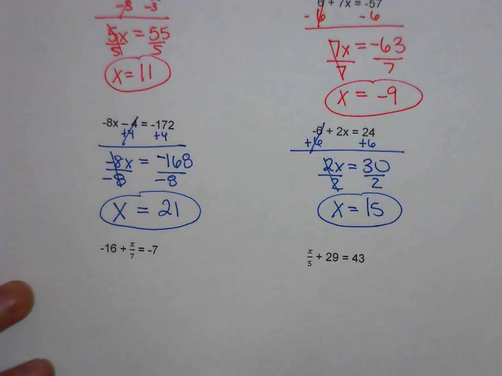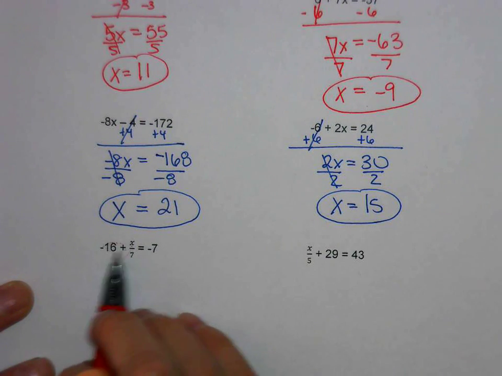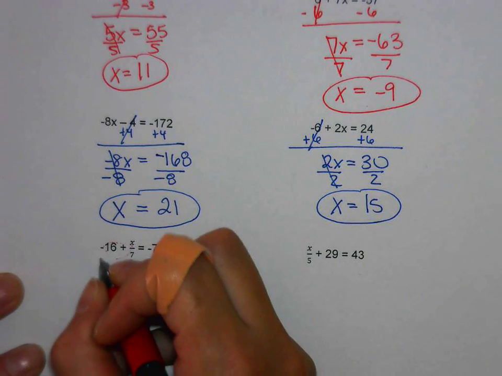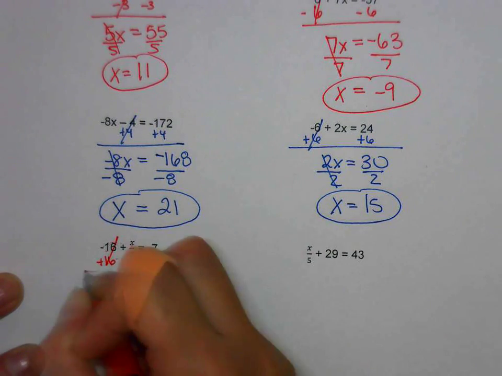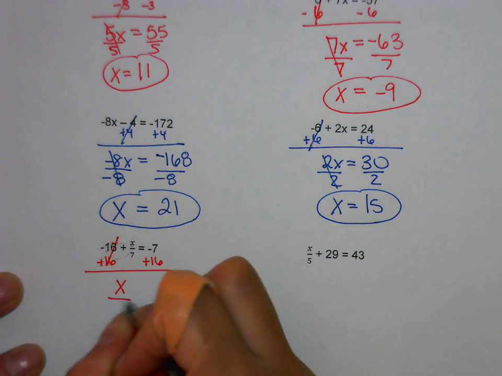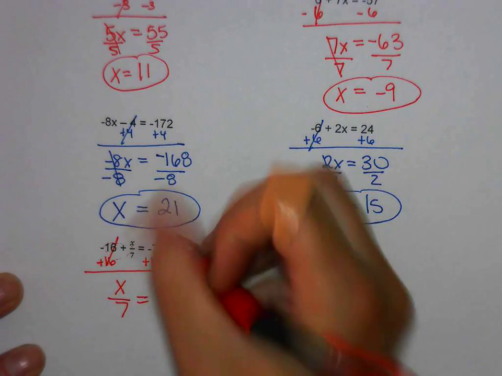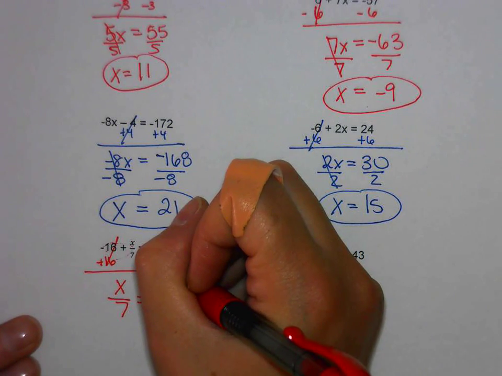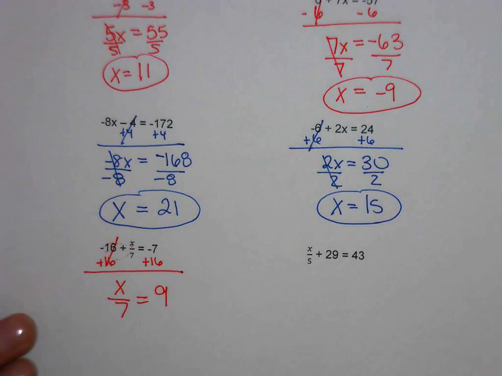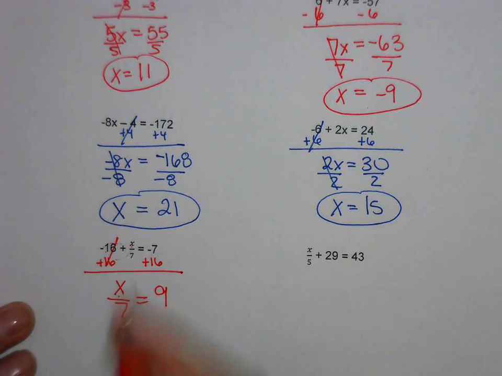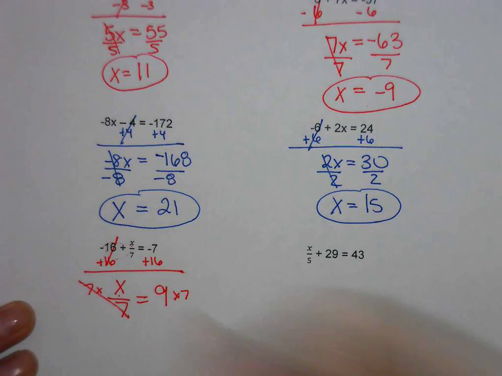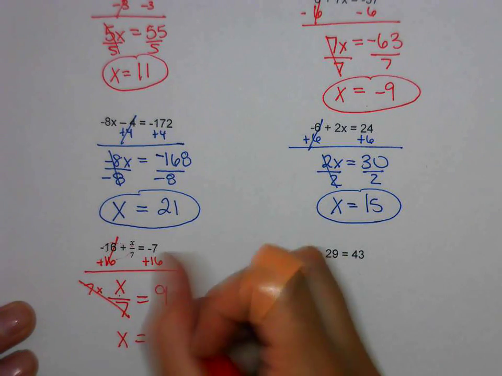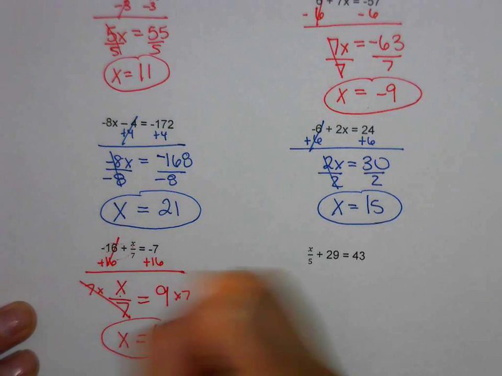Alright, another example. Here, we're adding a negative 16. So we want to add 16 to both sides. Negative 16 plus 16 is 0, cancel out. So we still have x divided by 7 equals negative 7 plus 16 is 9. So since we're dividing by 7, we want to multiply by 7. Cancel, so x equals 9 times 7 is 63.